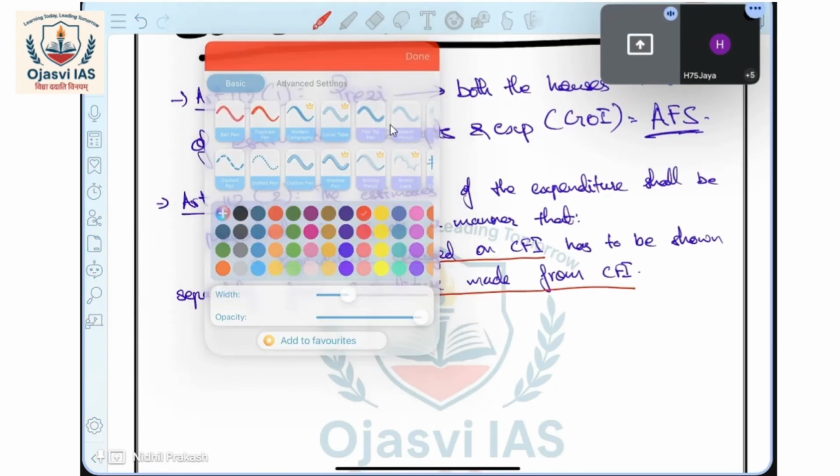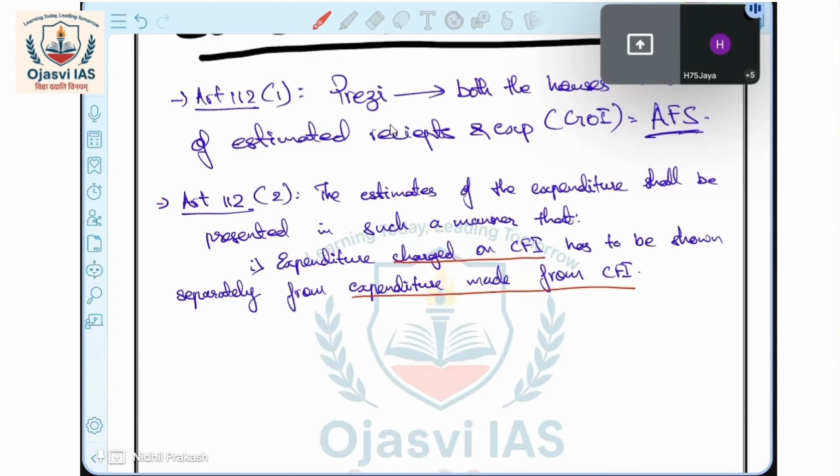In other words, you can write that charged expenditure means what? Already mentioned in the Constitution. Non-votable. Charged expenditure means non-votable. It is already mentioned in the Constitution, like you said. Salaries and so on. Yes, correct. We'll be studying that. We'll write it.